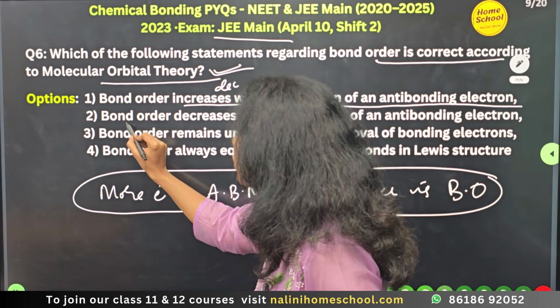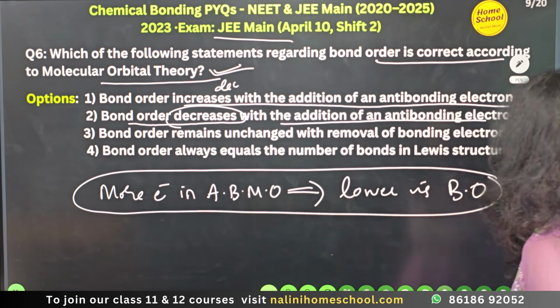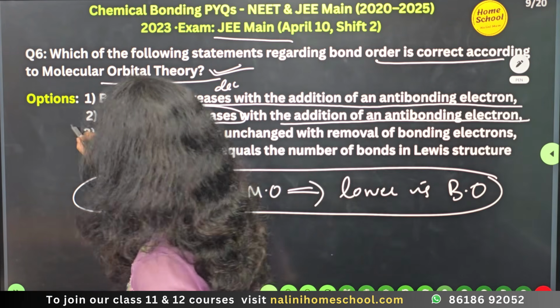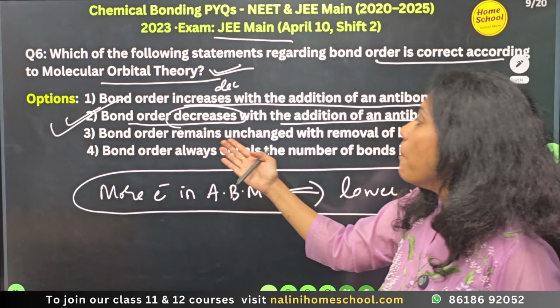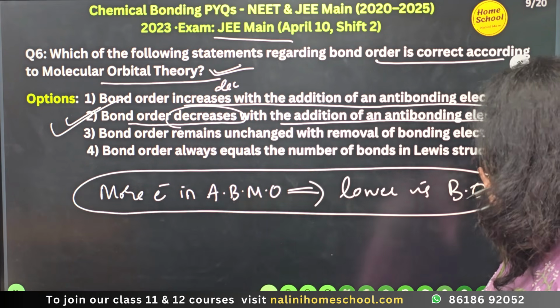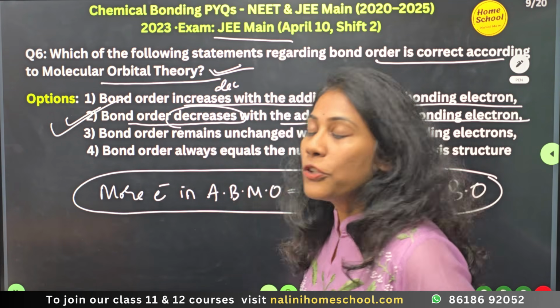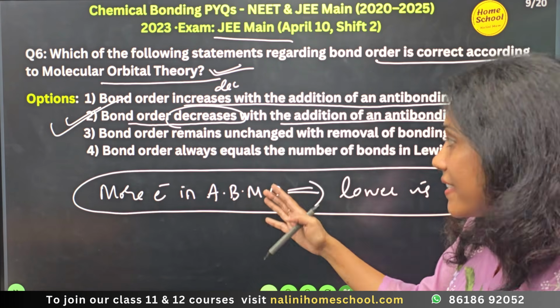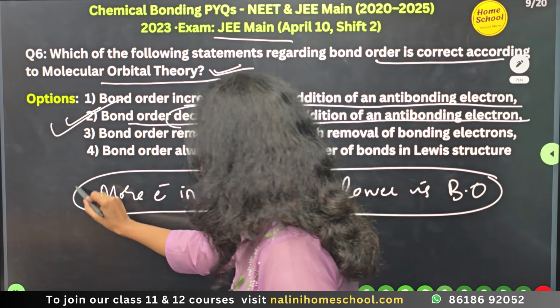Option 2, let us read out. Bond order decreases with the addition of anti-bonding electrons. Yes, this is the correct option. What is the third option? Bond order remains unchanged. No. Bond order always equals the number of bonds in the Lewis structure. No. So definitely option 2 is the correct answer. See, the same concept. The trick is this concept.